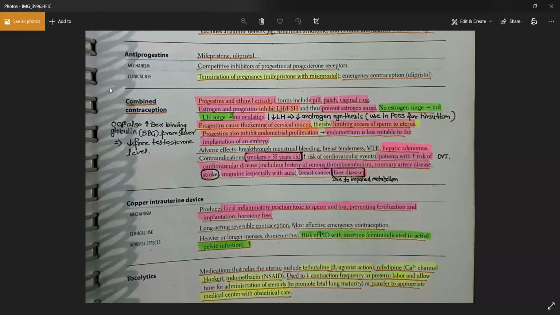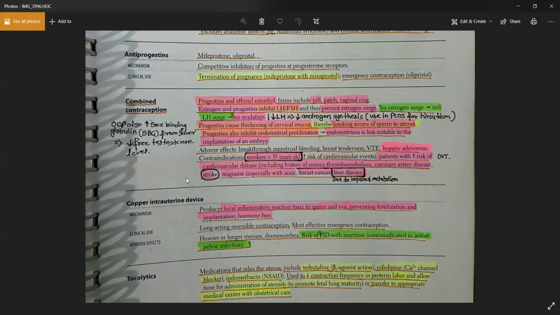So again, other side effects include coronary artery disease, stroke can happen, migraine can happen, especially with the auras. Breast cancer, again, if it is ER positive, you cannot give these drugs to the patient. Liver disease can also happen. So these are all the side effects of the patient on the OCPs. Any doubt?